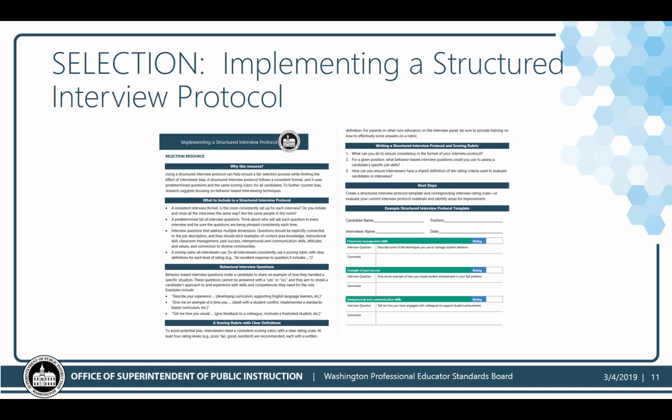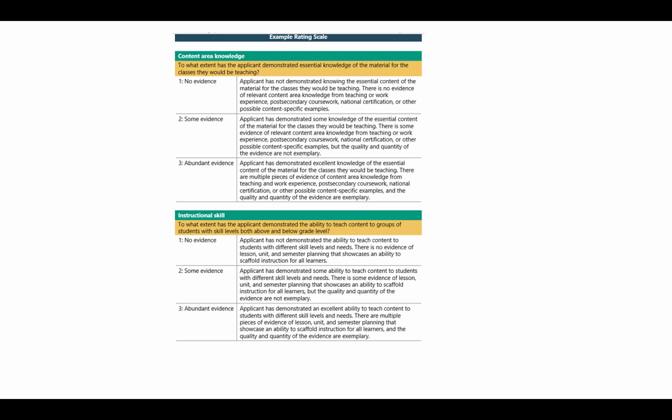In this example, you're provided information about what to include in a structured interview protocol. Examples of behavioral-based interview questions, which provide an opportunity to reveal a candidate's approach to and experience with skills and competencies they need for the role, and a scoring rubric with clear definitions. This resource also provides a blank template for a structured interview protocol. Then you're provided with an example of a rating scale for the protocol. The rating scale is very comprehensive. It includes content area knowledge, instructional skill, classroom management, examples of past success, interpersonal and communication skills, attitudes and values, connection to diverse communities. And you'll see that the rating scale is already set up like a rubric. So you could literally download this as a PDF and use it right off the shelf.